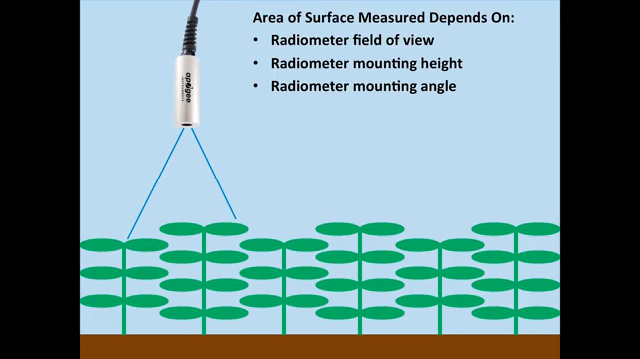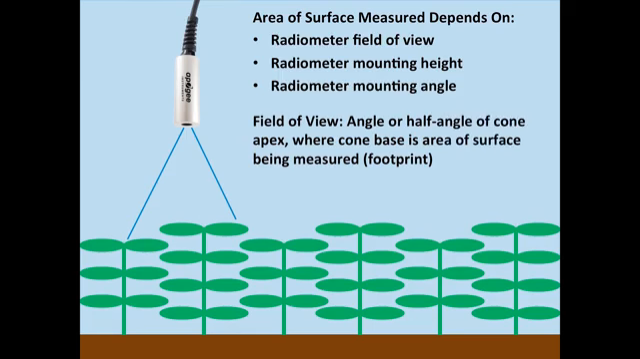And the area that is being measured or sensed by the radiometer is dependent on 3 things: the field of view, the radiometer mounting height, and the radiometer mounting angle, where the field of view is just defined as the angle or half angle of the cone that's formed by the footprint that the radiometer sees, and then the apex of the cone here at the aperture.